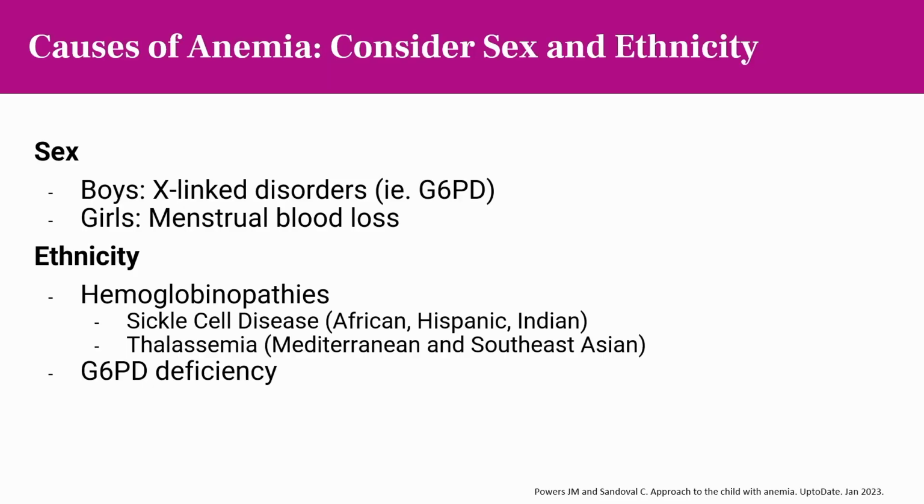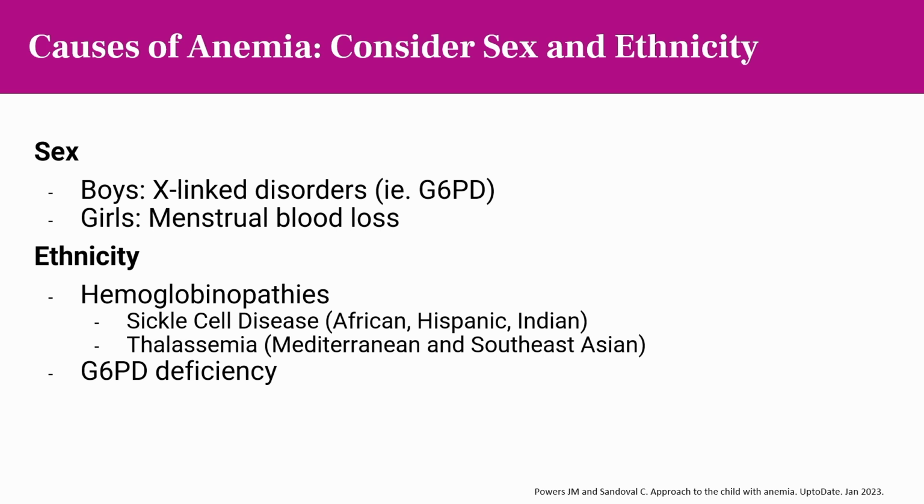Some inherited causes of anemia can favor certain sexes and ethnicities, so important to consider these factors as well, though of course you wouldn't screen solely based on sex and ethnicity alone. For sex, for example, some X-linked disorders include G6PD deficiency. In girls, we talked a little bit about that menstrual blood loss, and we'll actually have a talk later this morning more in depth about this.